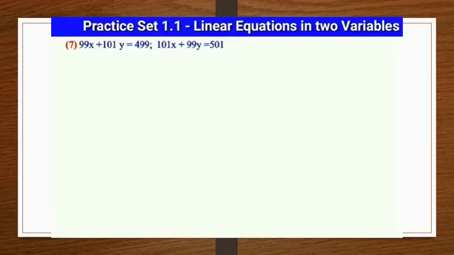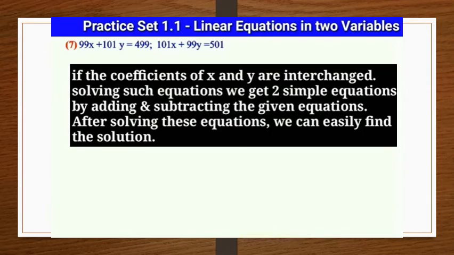101x plus 99y is equal to 501. If the coefficients of x and y are interchanged, solving such equations, we get two simple equations by adding and subtracting the given equations. After solving these equations, we can easily find the solution. So this is what we did already in the solved example.